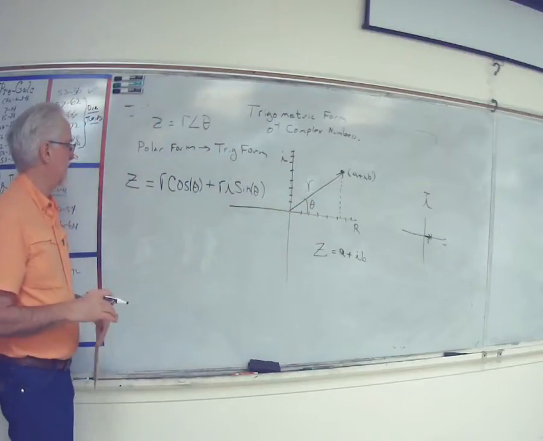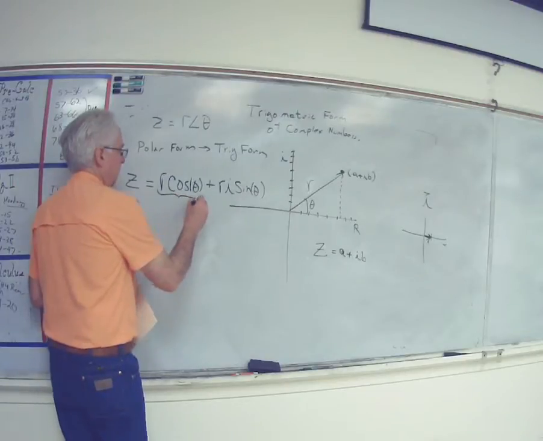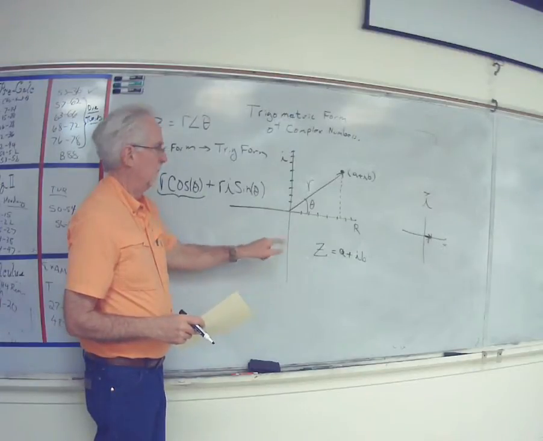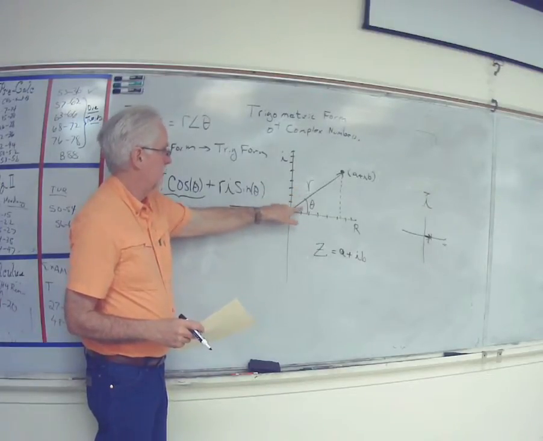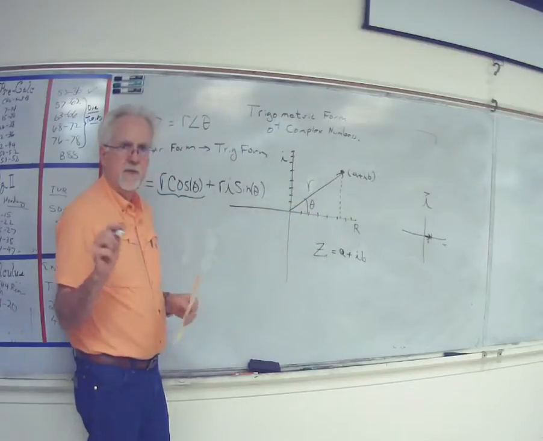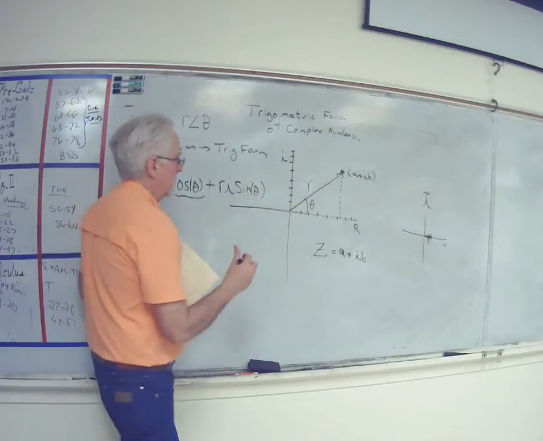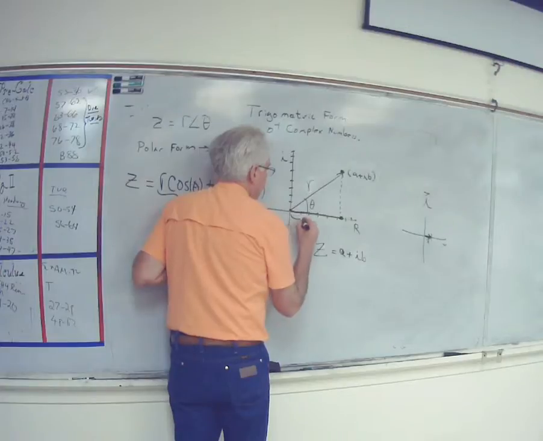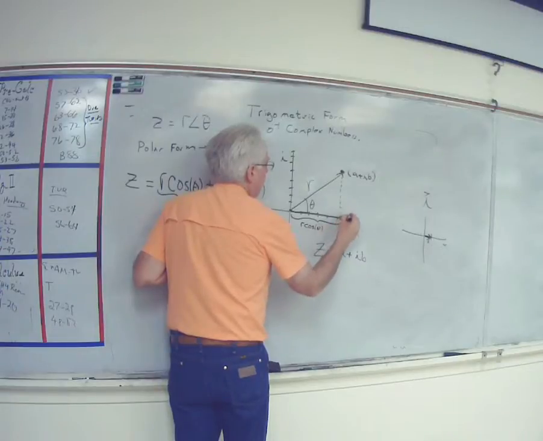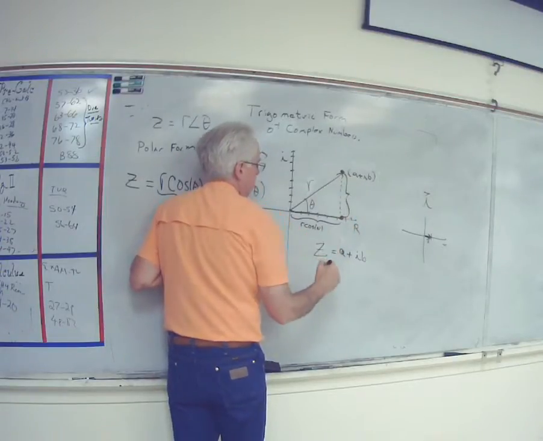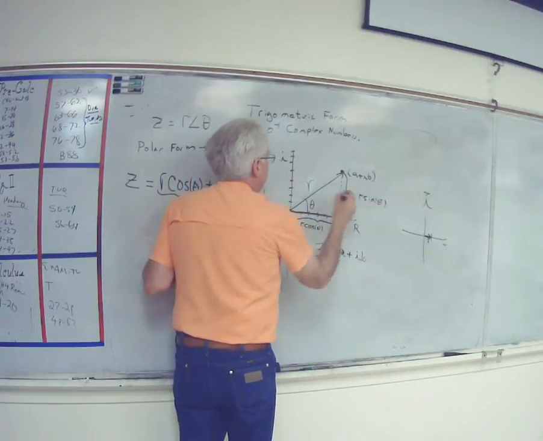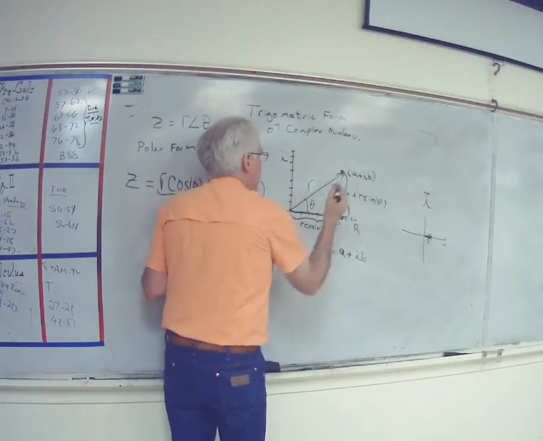How would you describe R cosine theta in words? It's the radius times the cosine of theta. Where does that put us on this picture? It's this. That is R cosine theta. And then what is this? That's our R sine theta. And since it's on the imaginary axis, I put an I out there.